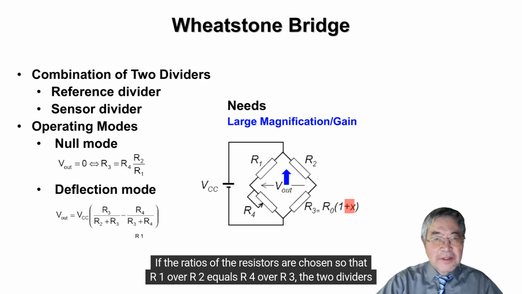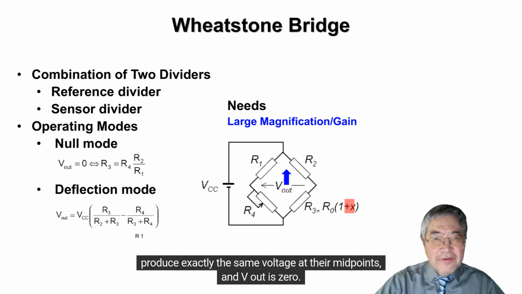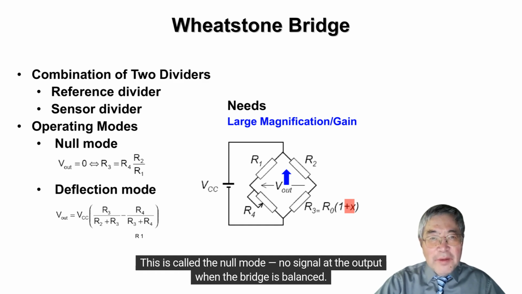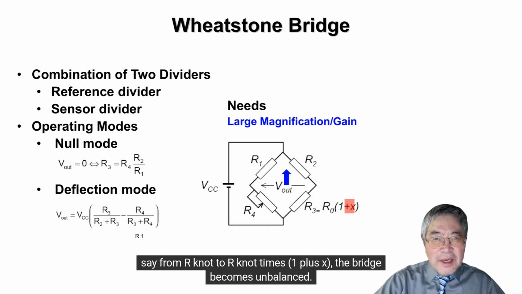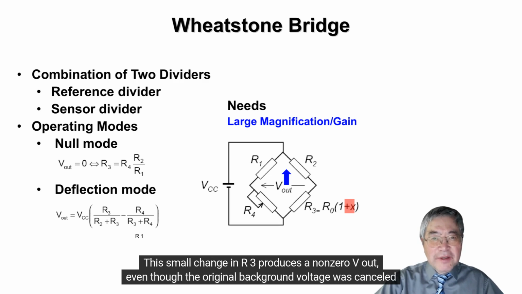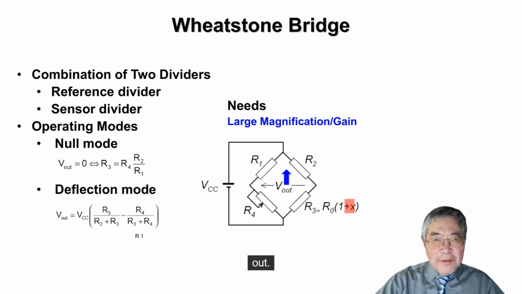If the ratios of the resistors are chosen so that R1 over R2 equals R4 over R3, the two dividers produce exactly the same voltage at their midpoints, and Vout is 0. This is called the null mode: no signal at the output when the bridge is balanced. Now, if one of the resistors, typically R3, is actually a sensor whose resistance changes slightly, say from R0 to R0 times 1 plus X, the bridge becomes unbalanced. This small change in R3 produces a non-zero Vout even though the original background voltage was cancelled out.